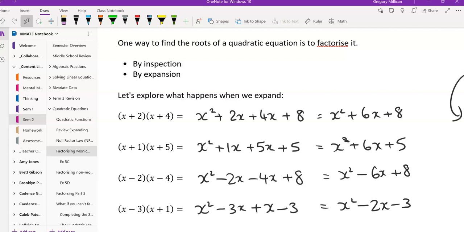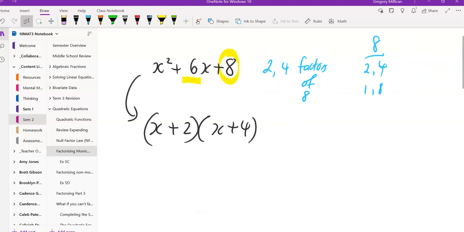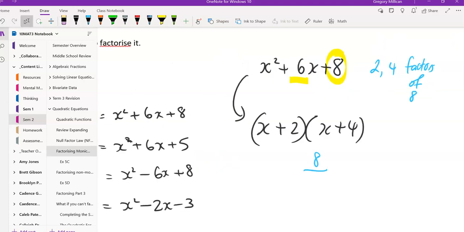Let's try the next one. Now, let's go backwards slightly. Look at the 8. What are the factors of 8? We've already talked about that. 2 and 4 and? Ooh, don't use that number. 1 and 8. So the factors of 8, which is the end term, right? This term here. The factors are 2 and 4 and 1 and 8. Are we cool with that?